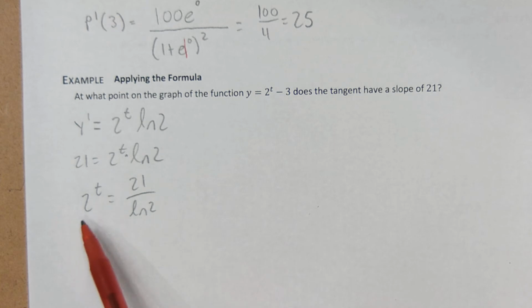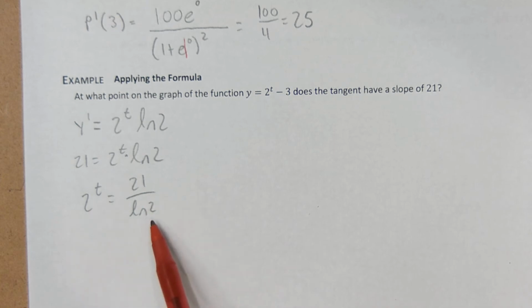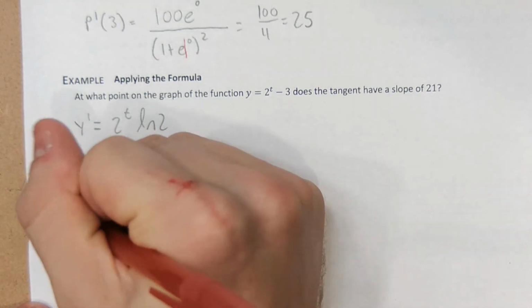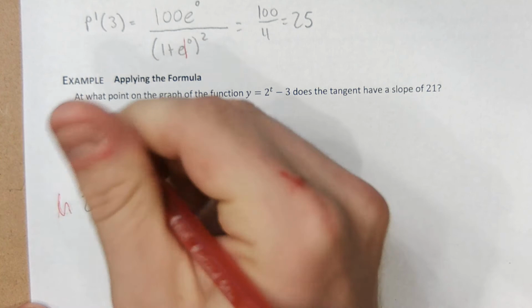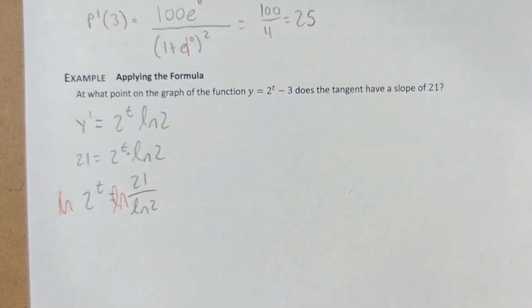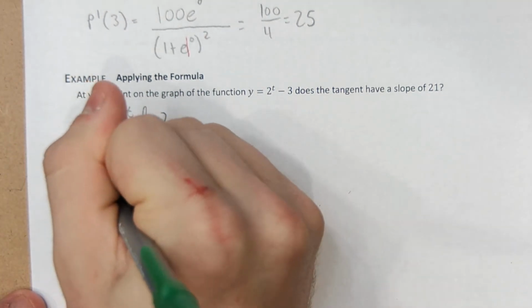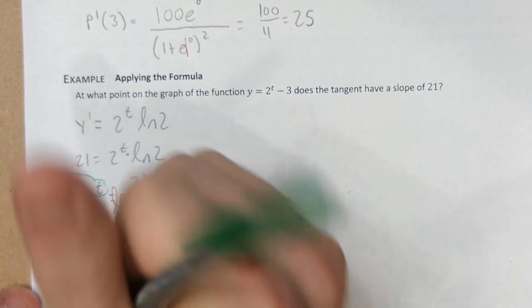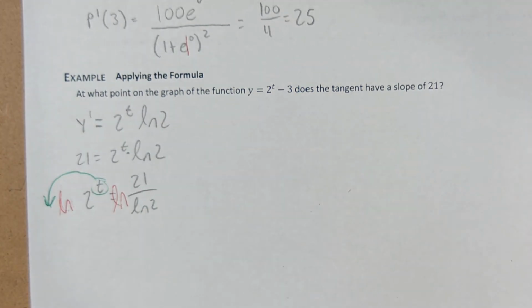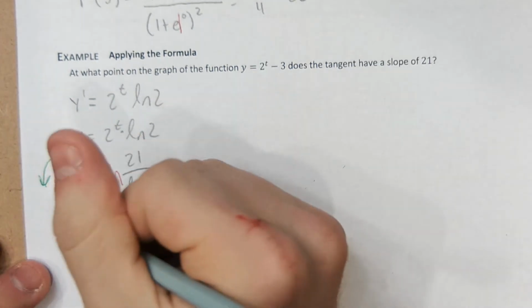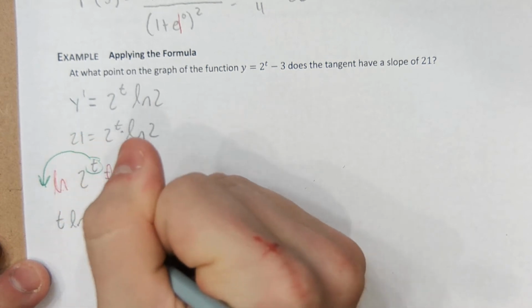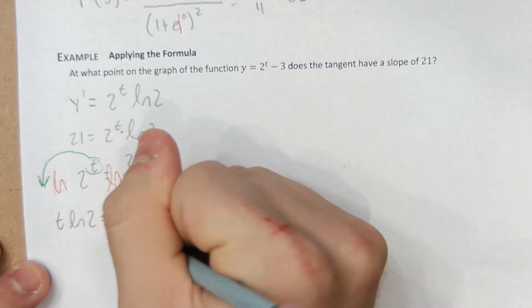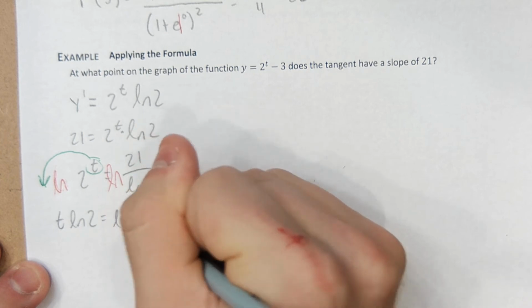I could use log base 2 on both sides, but holy cow, there's already an ln over here. So instead, just to stop my eyeballs from melting, I'm going to take the ln of both sides. Because when I do that, it's going to allow me to use my log rules and bring that exponent down to the front. I now have t ln 2 equals the ln of 21 over the ln of 2.